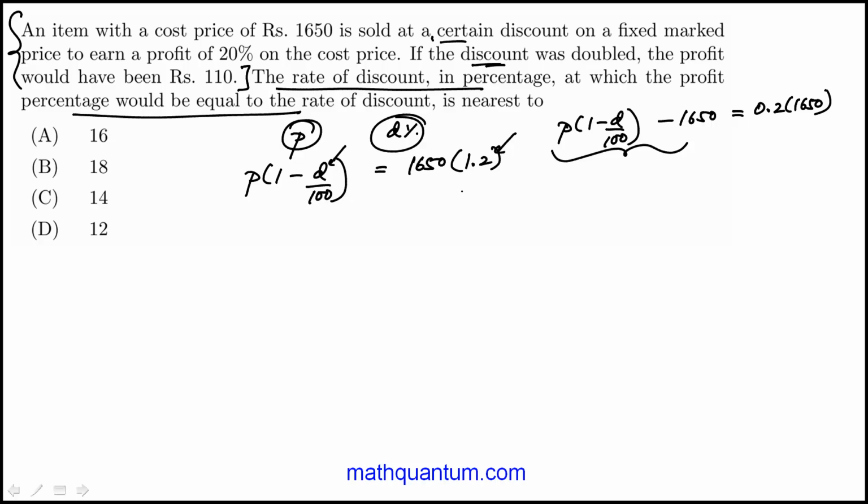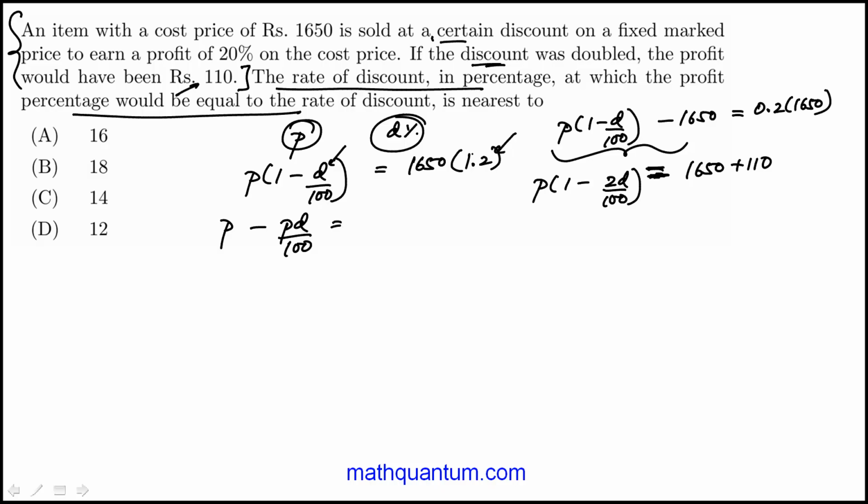The second is if we double the discount, so 2D over 100. They tell us the profit is 110, which means that it's cost plus profit. That's my second equation. So I have these two equations, I can figure out both D and P. And what I'll actually do, I'm interested in P.